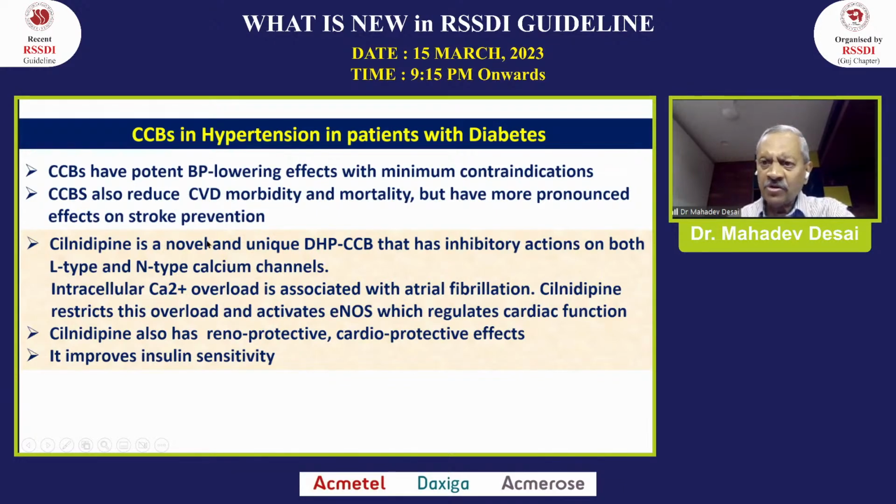in cilnidipine. And because of that, normally there is an intracellular calcium overload, which is one of the mechanisms postulated for atrial fibrillation. And cilnidipine restricts this overload and activates the endothelial nitric oxide synthase, which regulates the cardiac function. So cilnidipine has been found to be very useful, renoprotective, cardioprotective, and studies have shown that it also improves insulin sensitivity. So cilnidipine is the preferred molecule by RSSDI as far as the calcium channel blockers are concerned.